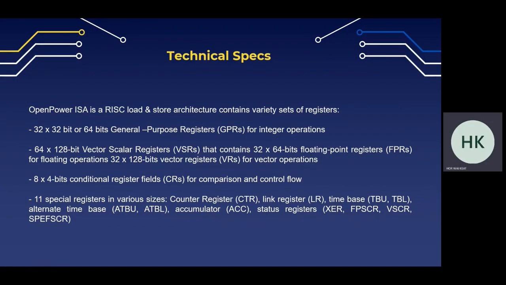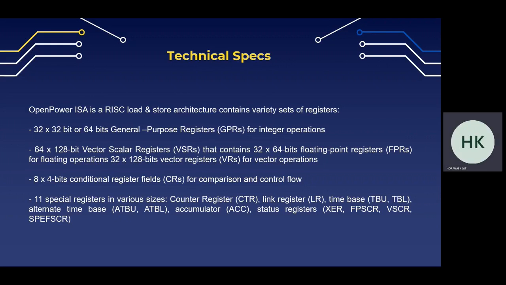Thank you, Mohniis. I'm Hor Wai Keat, and I'll continue the presentation with technical specs. Open Power ISA is a RISC load and store architecture that contains variety sets of registers. It includes 32 by 32 bit or 64 bits of general purpose registers, GPRs, for integer operations.